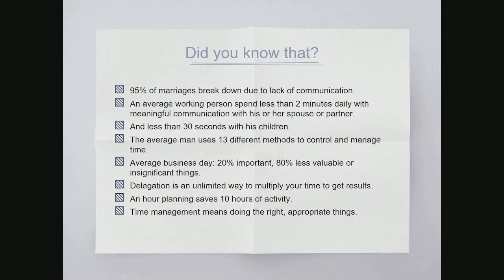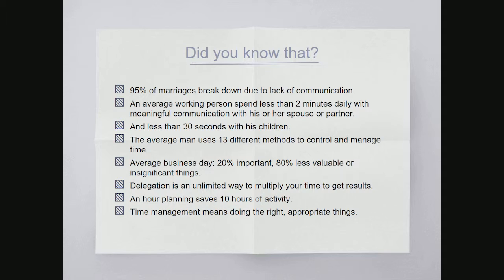The average man uses 13 different methods to control and manage time. We spend about 20% of the average business day with important things, while 80% is spent on things that are less valuable or insignificant. Delegation is an unlimited way to multiply your time to get results. An hour of planning saves 10 hours of activity.